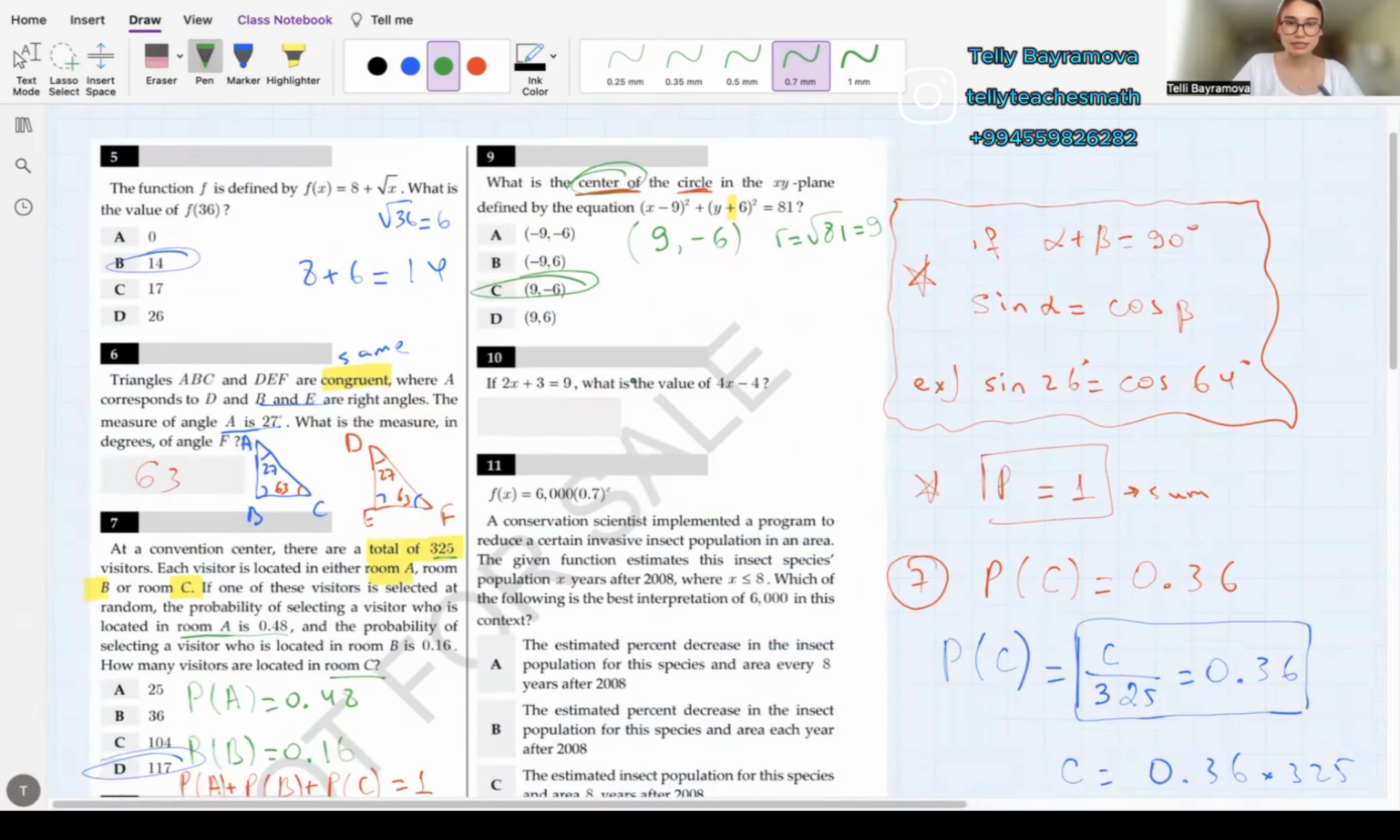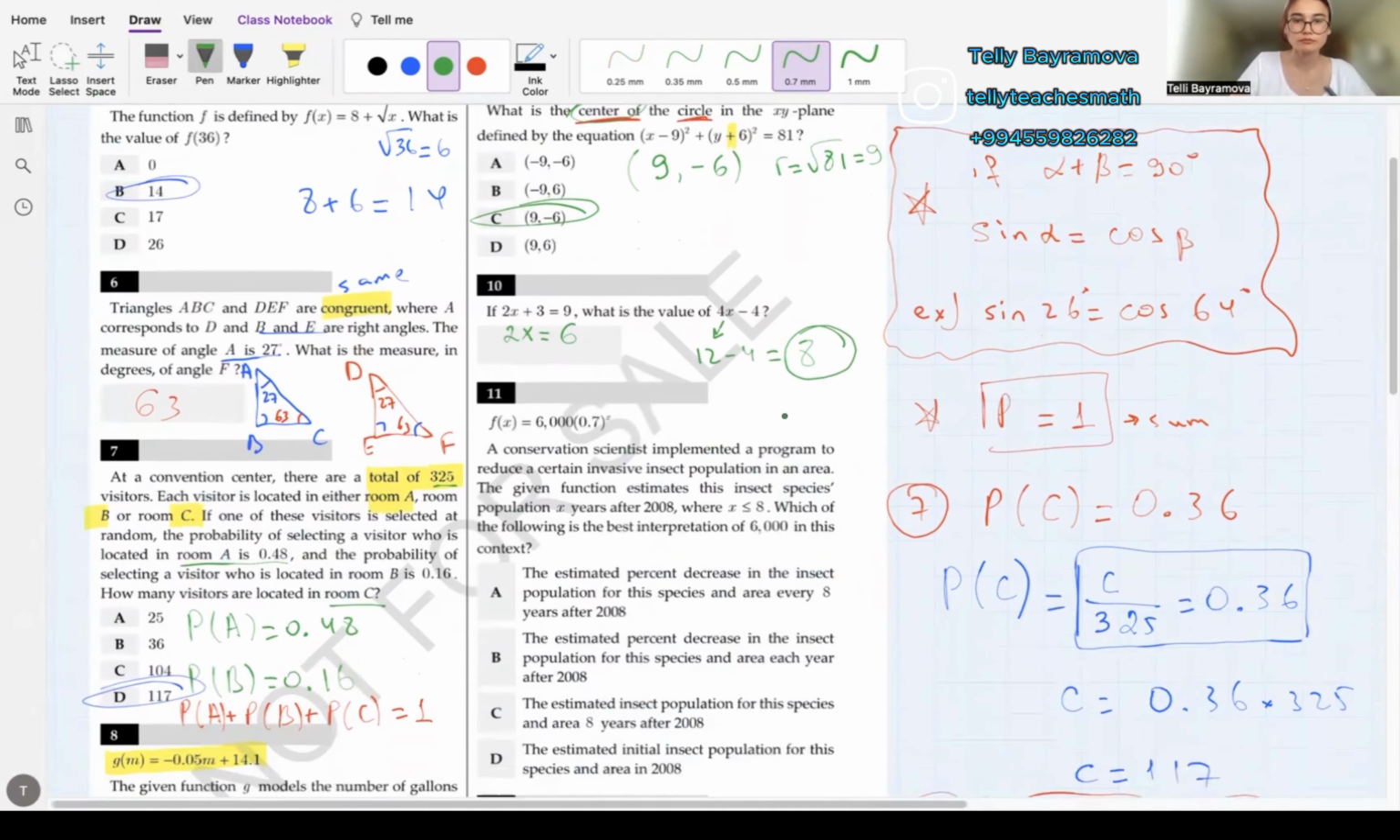2x plus 3 is 9. So what is 2x, guys? 2x is 6. Then 4x will be 12, minus 4, which equals 8.